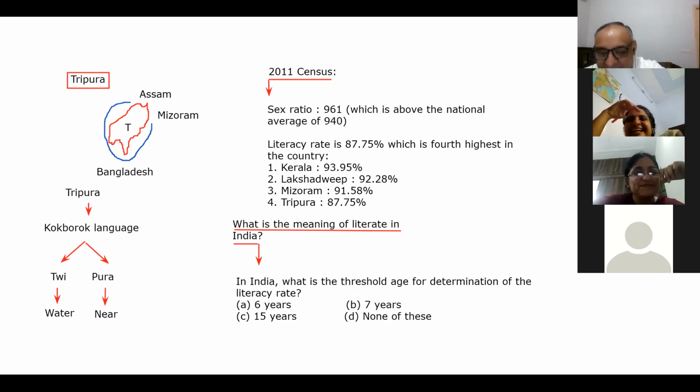So basically according to the 2011 census, an individual who is above 7 years of age and is able to read and write is termed as literate.